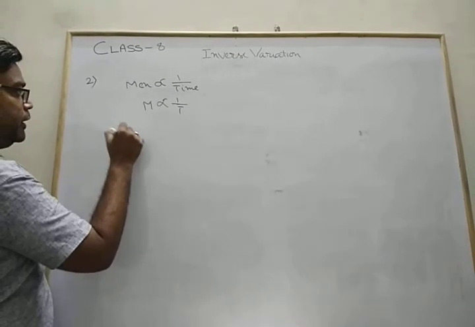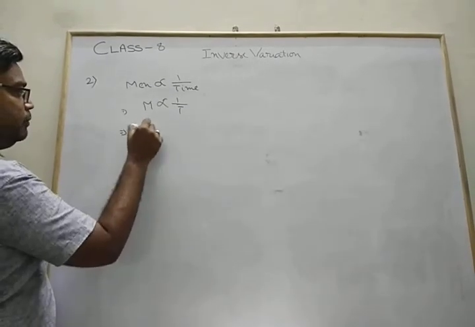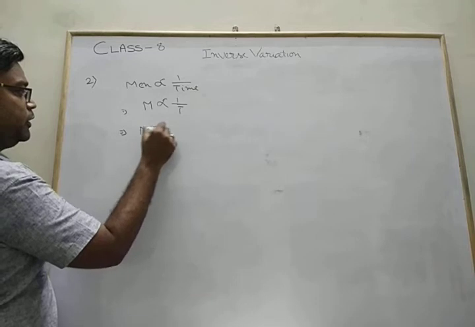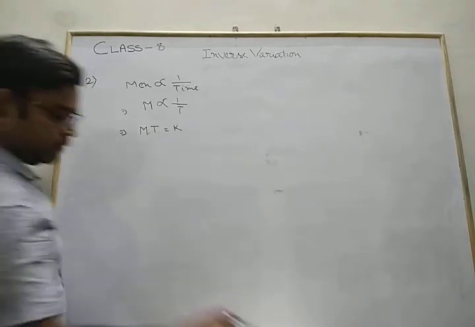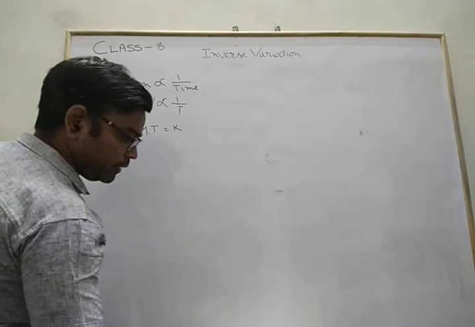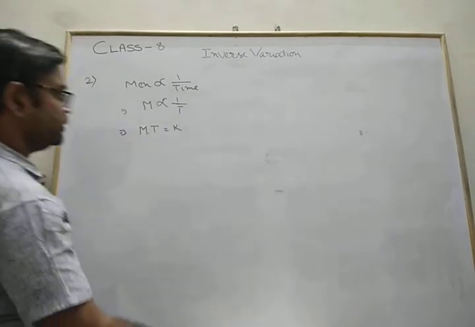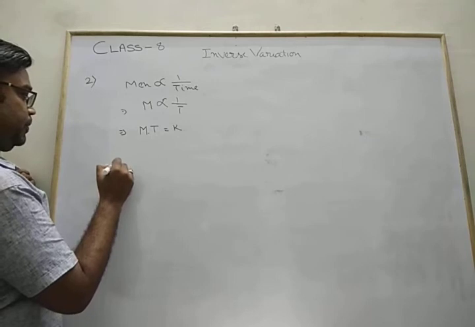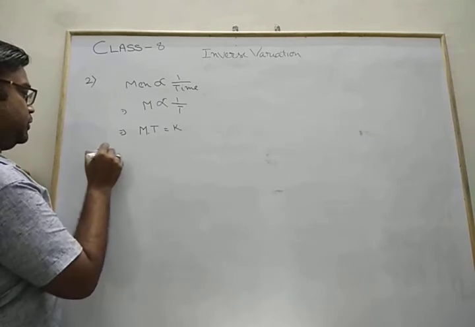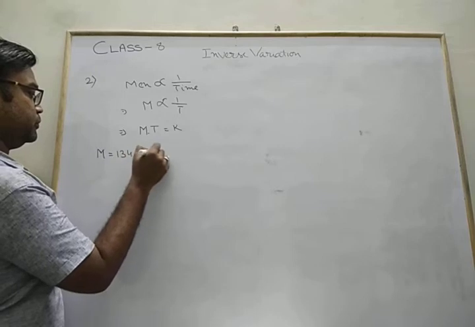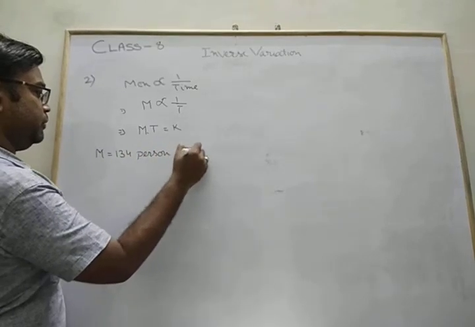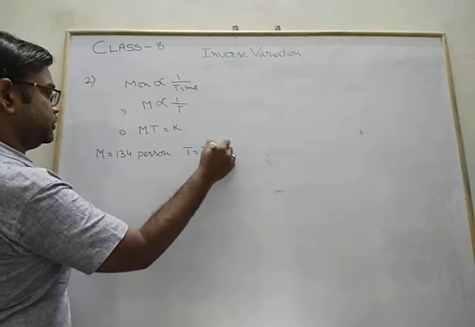So we can write m into t equals to constant k. In the first part, it is given that men is 134 and time is 3. So m equals to 134 persons, time equals to 3 weeks.